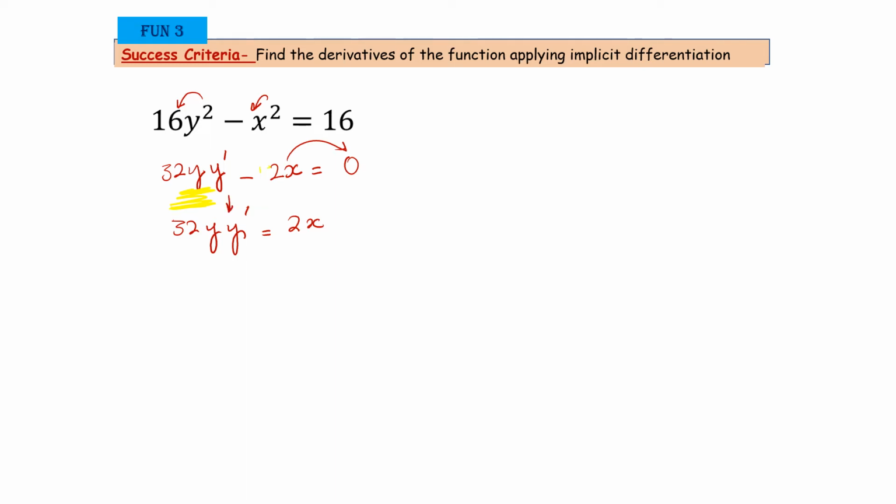So keep the y prime here, and divide both sides by the terms written with y prime. That is, divide by 32y here and here also 32y. So this would be cancelled and you will get y prime equals 2 over 32, which gives you 1 over 16, times x over y. Or you can write it as x over 16y, which is your final answer.